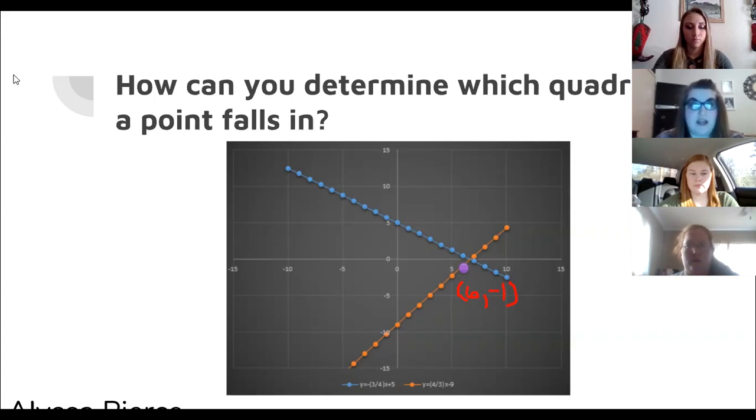As you can see, I've used one of the problems from the homework. The point where the purple happy face is, 6, -1, happens to fall into quadrant 4.